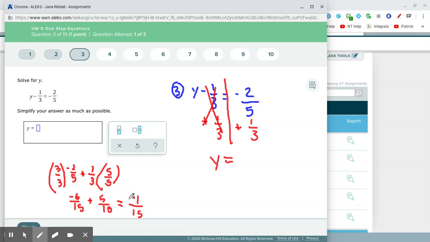The sign in front of it is a negative, which is going to give me that y is equal to negative 1/15. All right, so then I would type this into Alex, and the way I'd type that in, I would type in negative, and then here's the fraction, and then I would type in my 1/15.